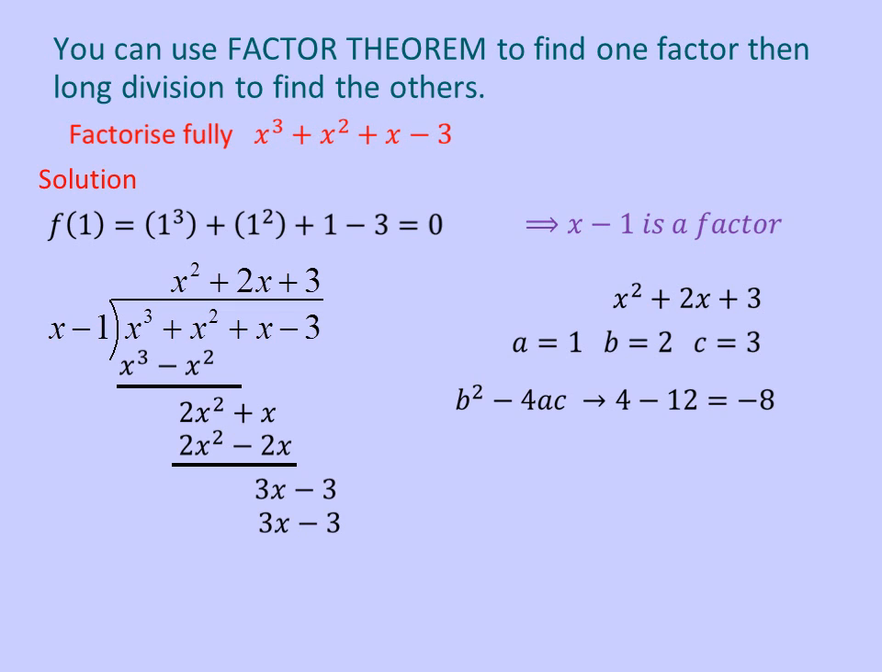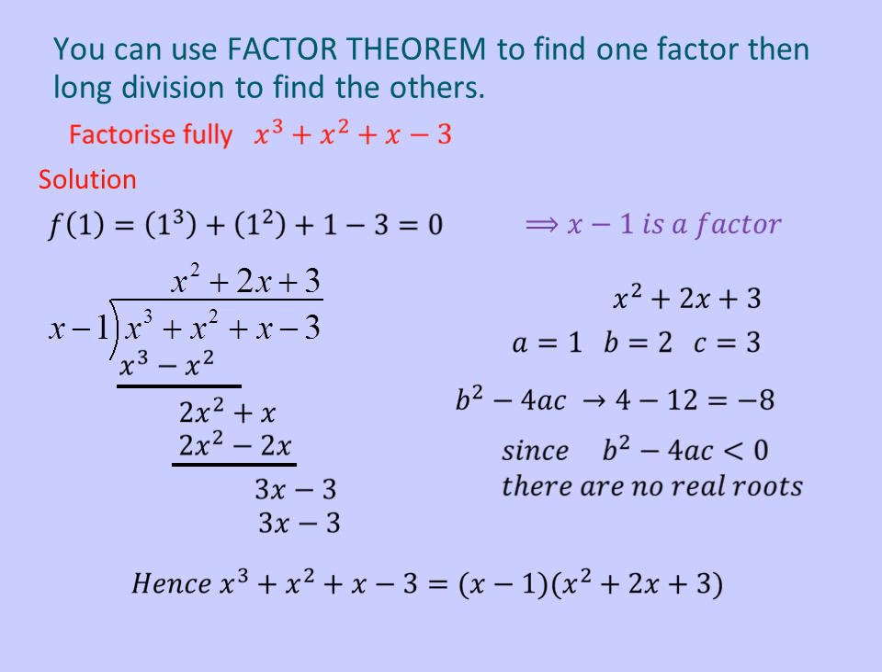b squared minus 4ac gives me 4 minus 12, which is negative 8. And as you know, since b squared minus 4ac is less than 0, there are no real roots to this quadratic, which means it cannot be factorized. Therefore, x cubed plus x squared plus x minus 3, when factorized, is (x minus 1)(x squared plus 2x plus 3).